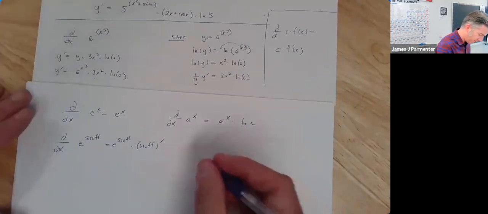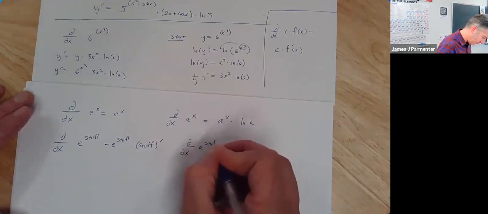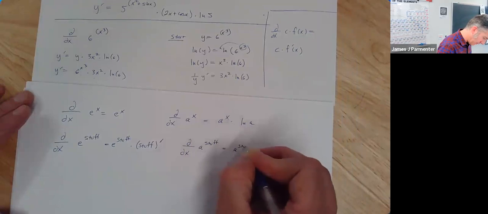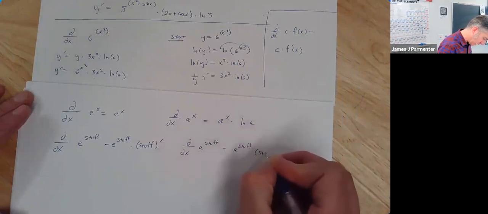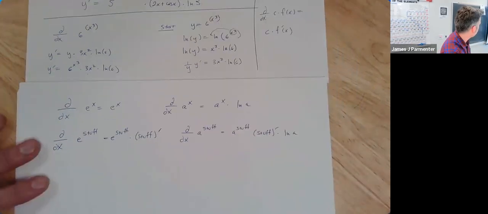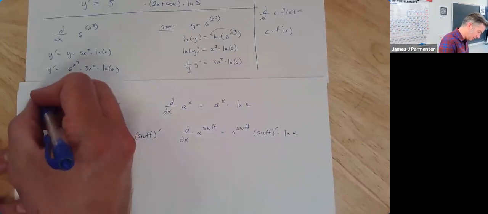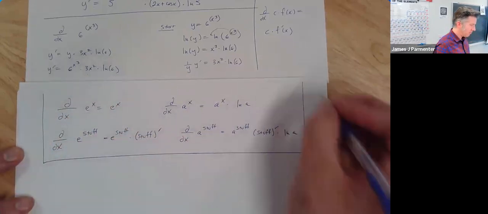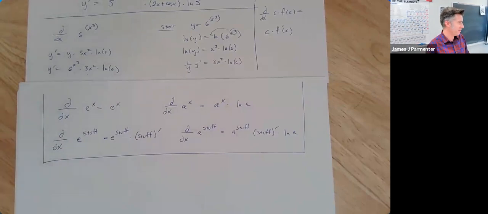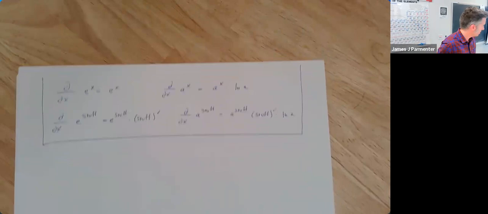So depending on your comfort level, you can say that the derivative of a to the stuff is just a to the stuff times the derivative of the stuff times the natural log of the base. And these are kind of nice rules to remember, because you can deal with any exponential function where the base is constant with one of these rules. Few more things about this.